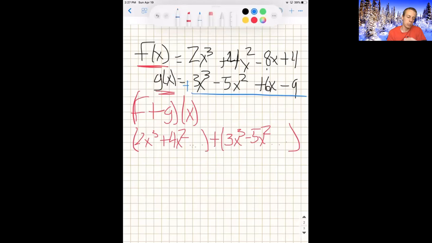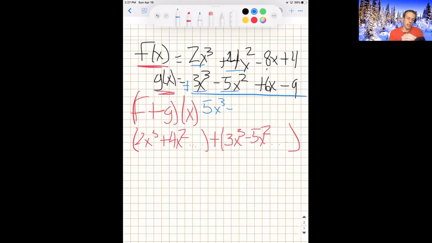So 2x cubed plus 3x cubed will give us 5x cubed. 4x squared plus negative 5x squared. Well, 4 plus negative 5 is negative 1x squared. Negative 8x plus positive 6x would be negative 2x, negative 8 plus 6. And then 4 plus negative 9 would be minus 5. So that would be our function f plus g of x, okay?